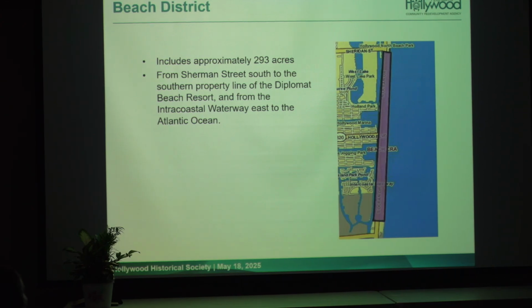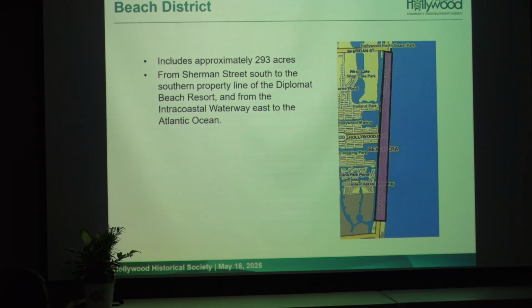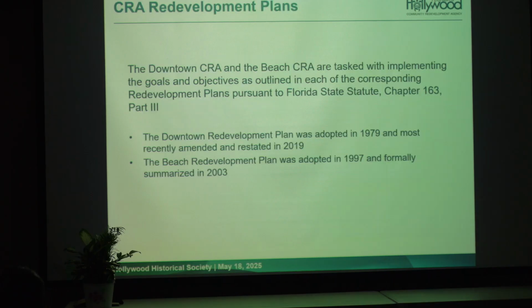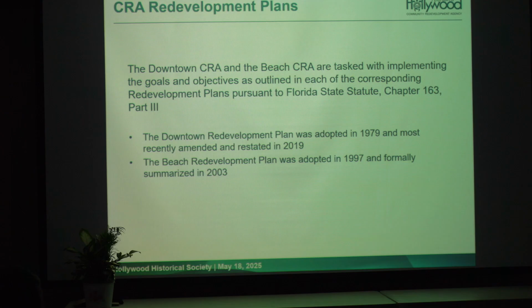Yes, Steve? I heard there was some talk about the Broadwalk being extended to the Diplomat. Would that be a CRA project? There was some discussion. Right now, our budget, I'll get into our budget a little bit too. If the CRA board chooses, it would be eligible. Where does the Broadwalk end now? Georgia Street.